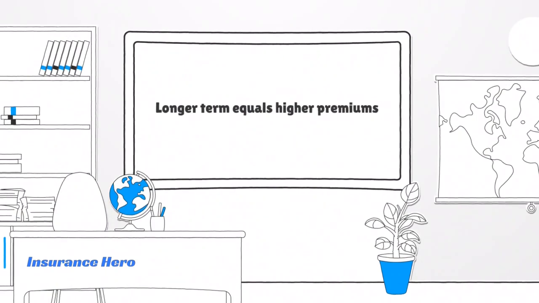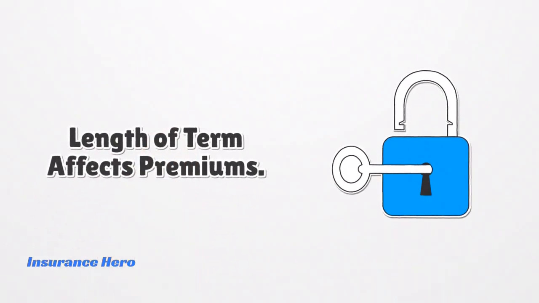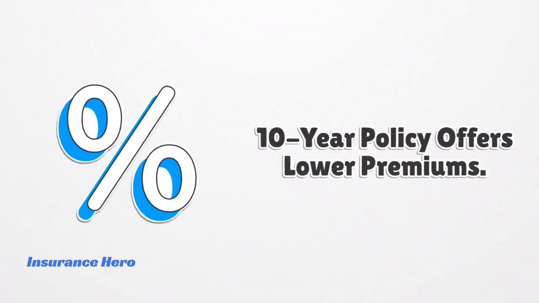Instructor discusses the relationship between term length and premiums. One thing to keep in mind is that the longer the term of the policy, the higher the premiums will be. A 10-year term policy will have higher premiums than a 5-year term policy because the insurer is locking in their risk for a longer period. However, if you compare the premiums for the second 5 years of the 10-year policy to the premiums for a new 5-year policy at the end of the first term, the 10-year policy premiums will be lower.